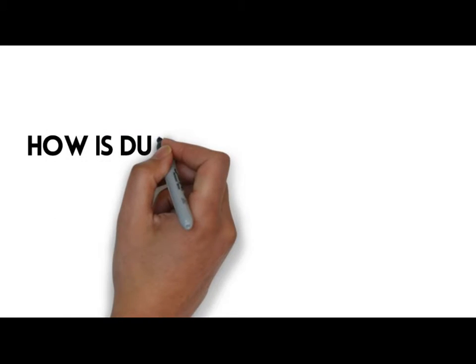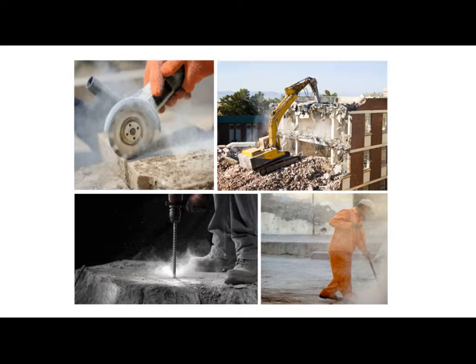How is dust related to motion? Common activities that create dust are grinding, sanding, stone and wood cutting, drilling, sweeping, and demolition. All of these are examples of dust caused by motion.